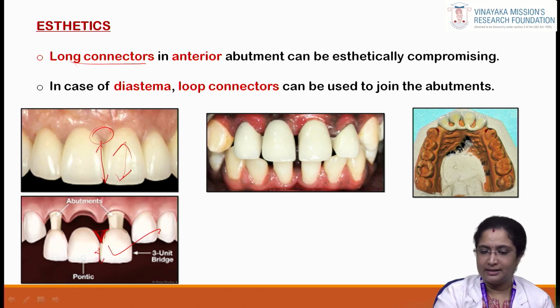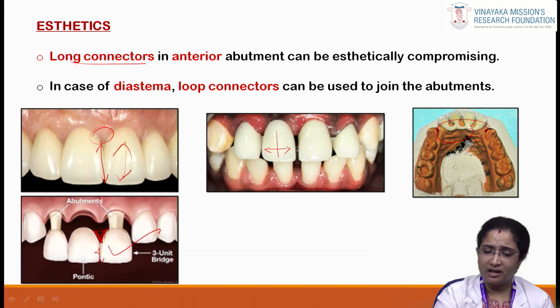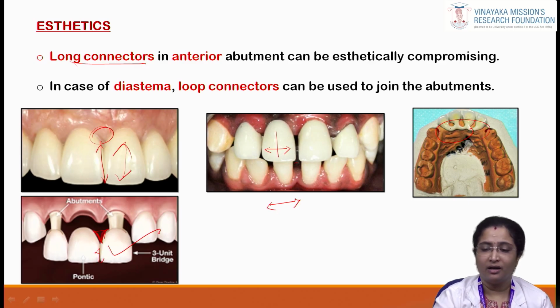In a patient with diastema, there are FPD options of giving a loop connector so that the tooth contour, that is the length of the tooth and the width of the tooth, can be made apt for the patient rather than giving a wider tooth to close the diastema. So in a diastema case, we can have a loop connector in an FPD design.